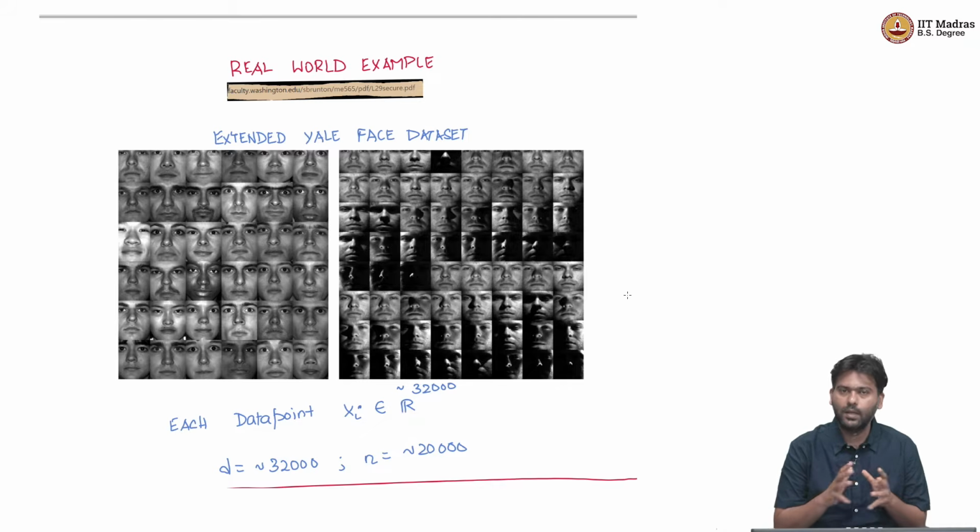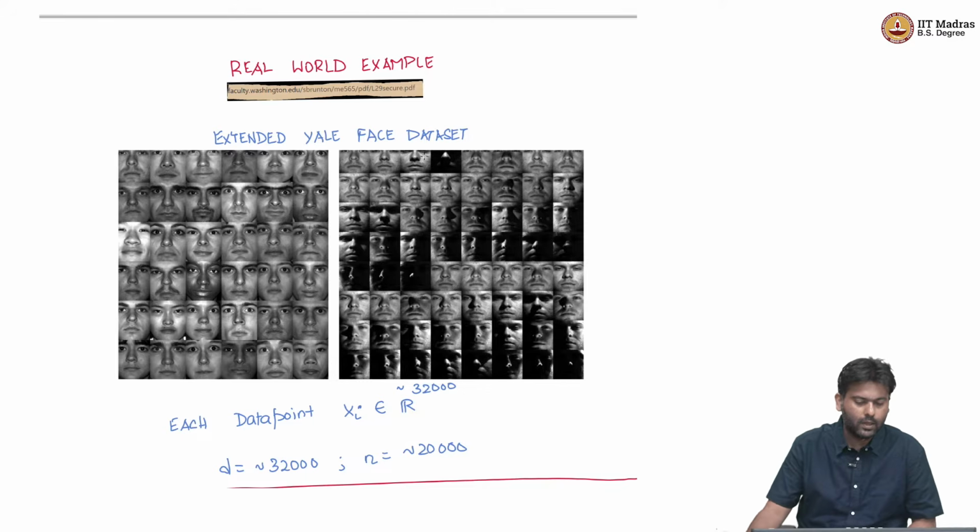But before going there, let's start with a very interesting real-world application of PCA, called the Eigenfaces application. So, what is this application? Let's look at this example. This is a real-world example called the extended YALE face dataset, and the reference to this dataset is right here on the Washington University's website. It's just a bunch of images of faces which are of the same size, all facing the camera, all grayscale images, around 20,000 of them. That's what this dataset contains.